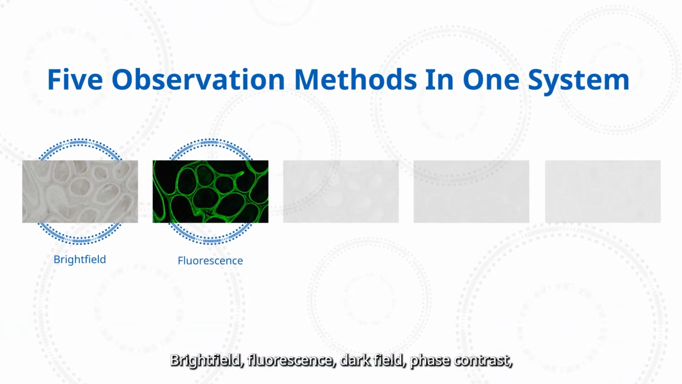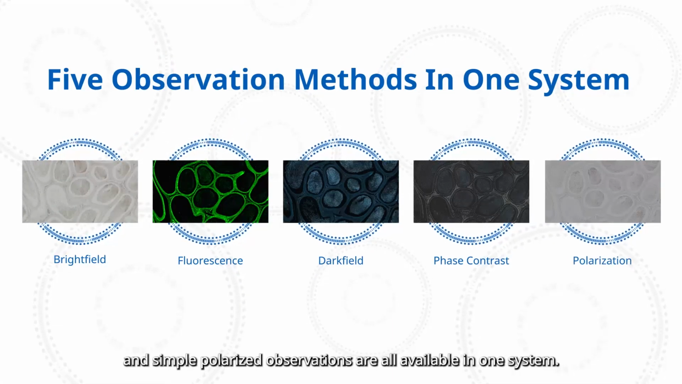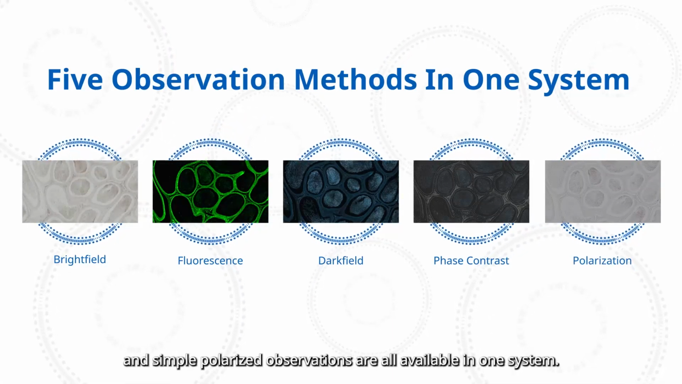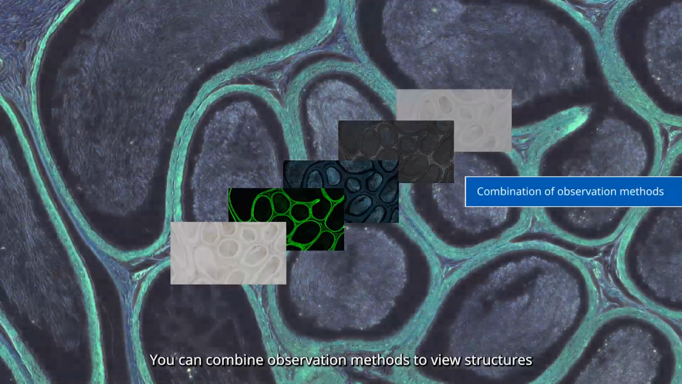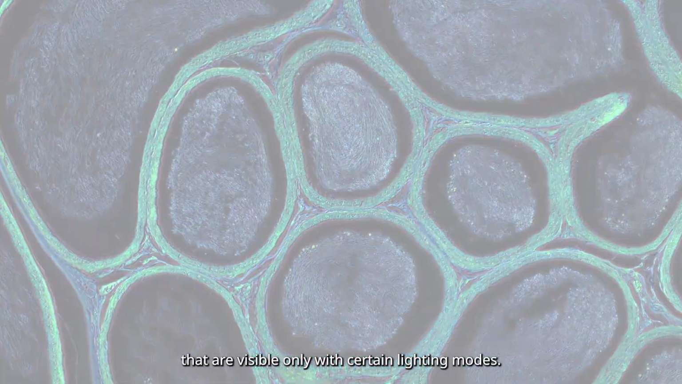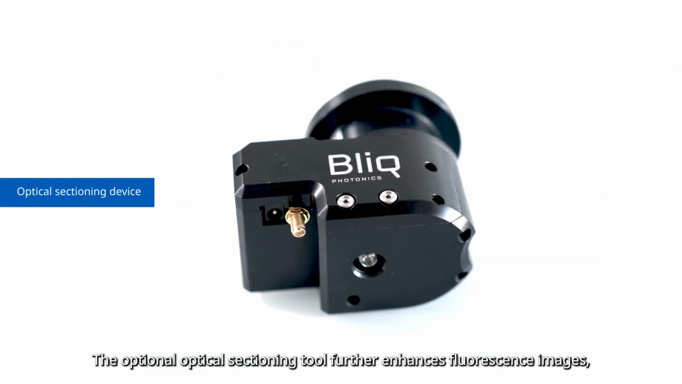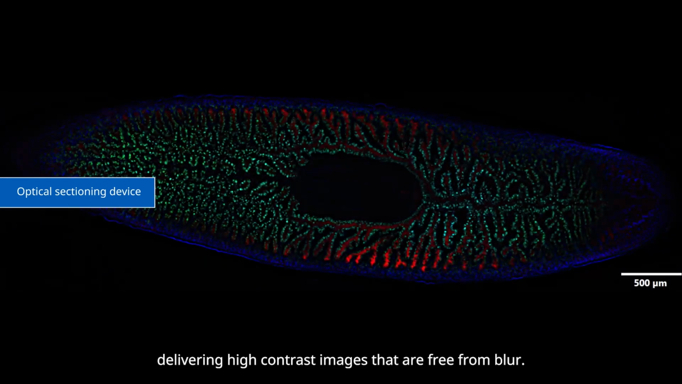Bright field, fluorescence, dark field, phase contrast, and simple polarized observations are all available in one system. You can combine observation methods to view structures that are visible only with certain lighting modes. The optional optical sectioning tool further enhances fluorescence images, delivering high contrast images that are free from blur.